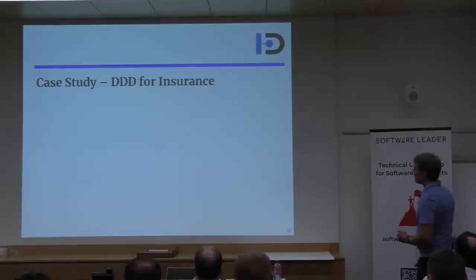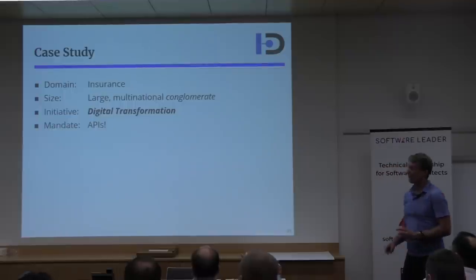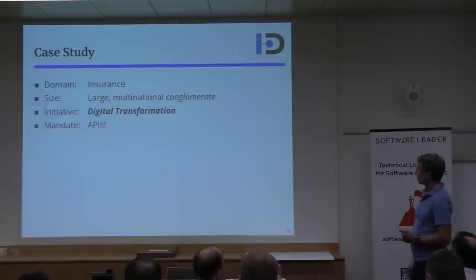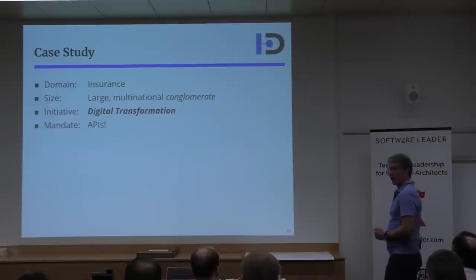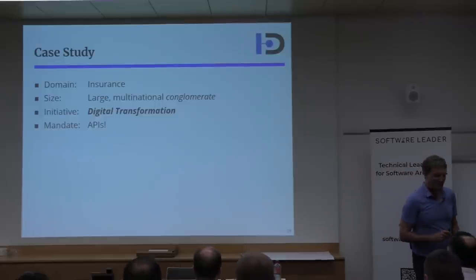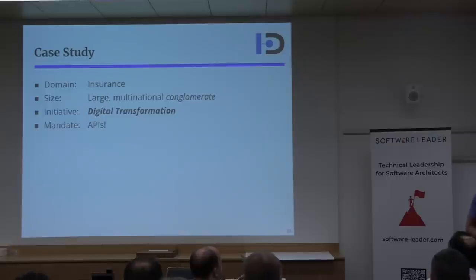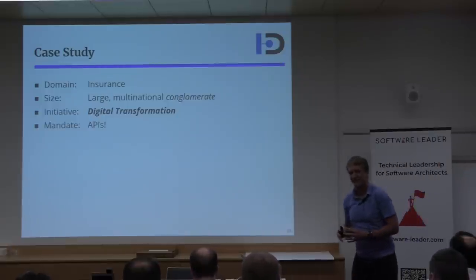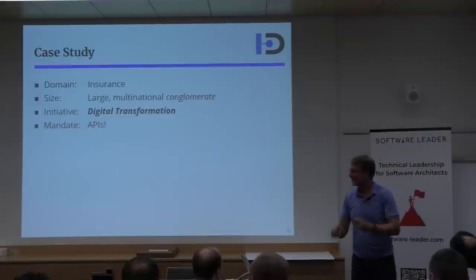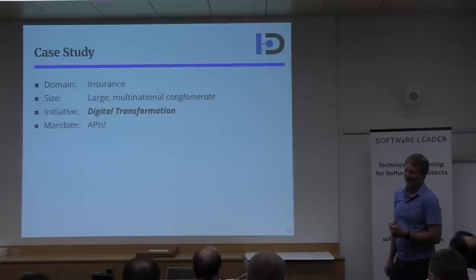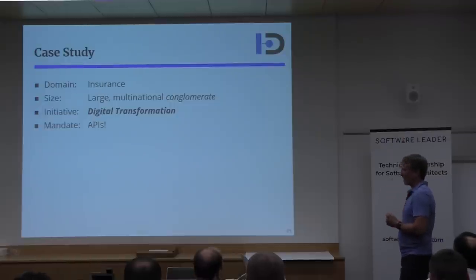Now let's take a look at DDD for insurance. So we've got the insurance domain, a large multinational conglomerate. This is a very large organization, global. You can imagine the size. The initiative, you're laughing, you should be crying. The vaunted digital transformation. The mandate, APIs. We must put an API over our AS400.